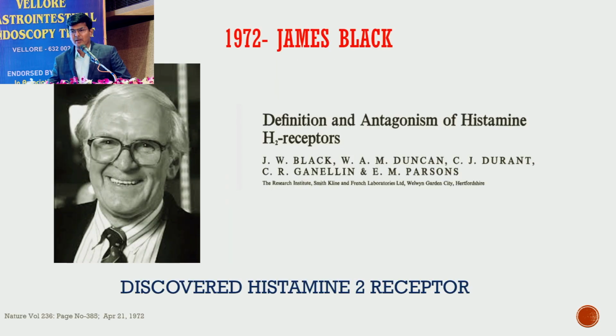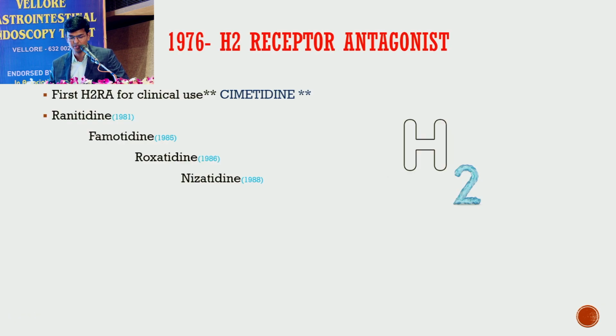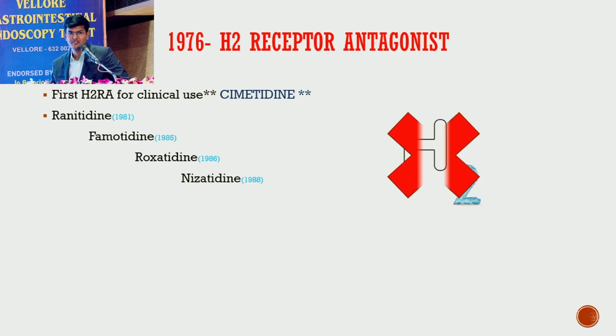Then comes a turning point. In 1972, James Black discovered the histamine H2 receptors, which also play a role in acid production. He discovered the H2 receptor antagonist in 1976, and FDA approval came. The first H2 blocker for clinical use was cimetidine, followed by ranitidine in 1981 and famotidine, roxatidine, and nizatidine. These came subsequently.